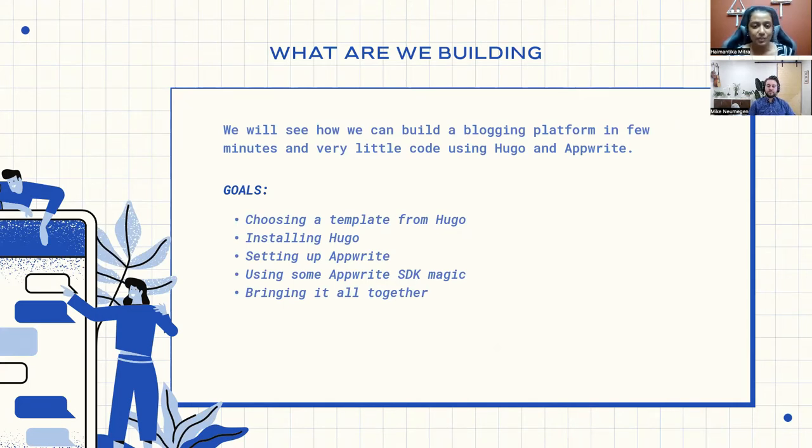First goal is to install Hugo and to install Appwrite as well. After these two are done, our two solutions or platforms that we'll be using are installed. The second criteria is to choose a template from Hugo. Hugo has some amazing templates, so just go there and choose one for yourself. Then we'll be using some SDKs from Appwrite. And finally, we'll be bringing all of them together to build a platform for ourselves.